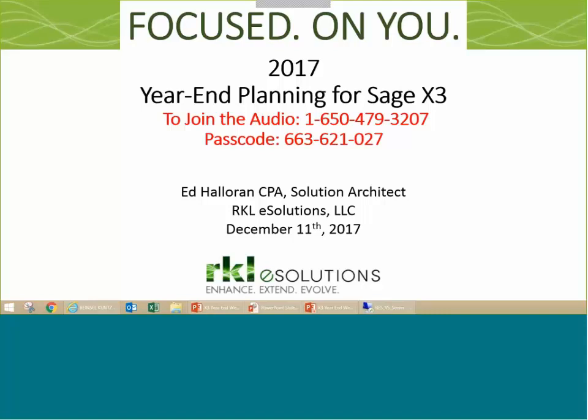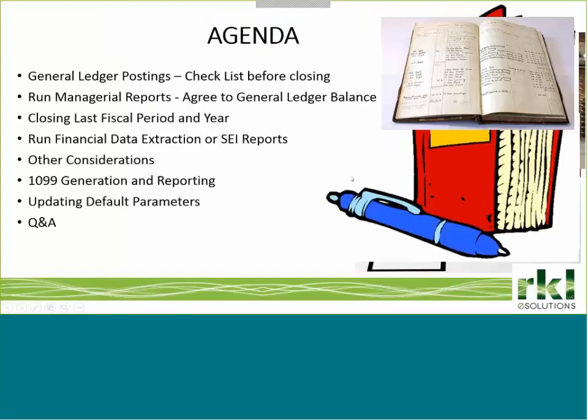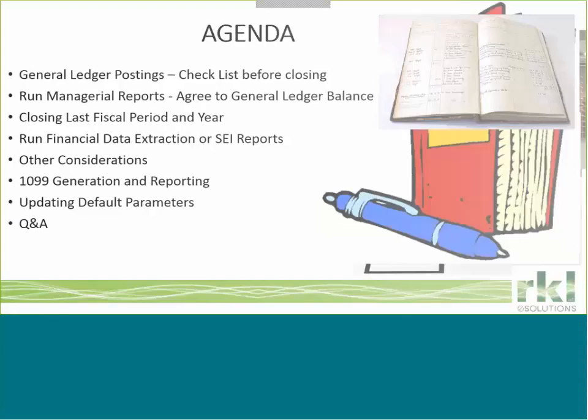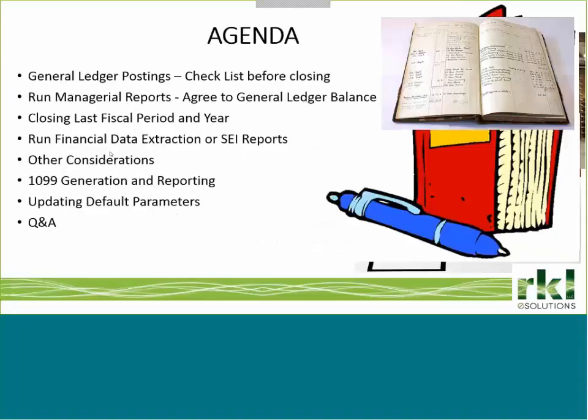So we're going to go through some year-end planning tasks for X3. And so this is our agenda for today. We're going to go through all the general ledger postings, like a checklist of all the things that you need to have done before you actually close out or can close the period and then close the year. So we'll go through a couple of managerial reports. We'll look at actually closing the last fiscal period and then closing the year. It's two separate processes.